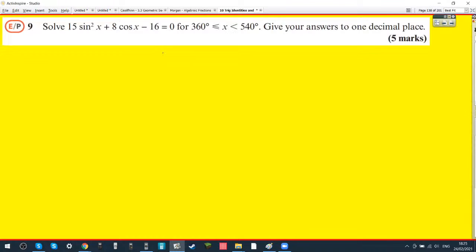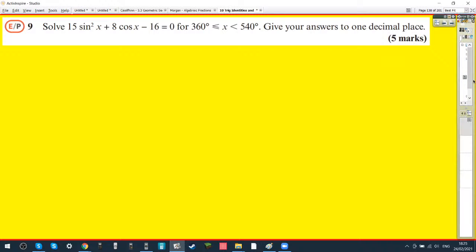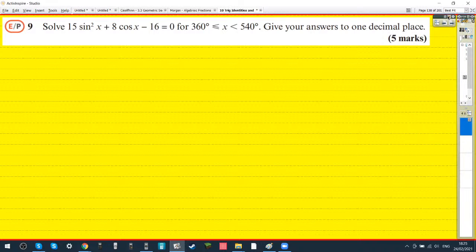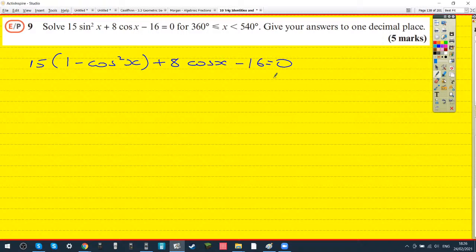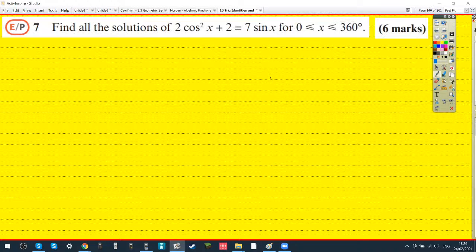Alright, how do you start this one? 15 open brackets 1 minus cos squared x, close brackets, plus 8 cos x minus 16 equals 0. Yeah, and then you're fine for the rest of that. It's all the same. I'm just checking the first bit. How would you start this one?